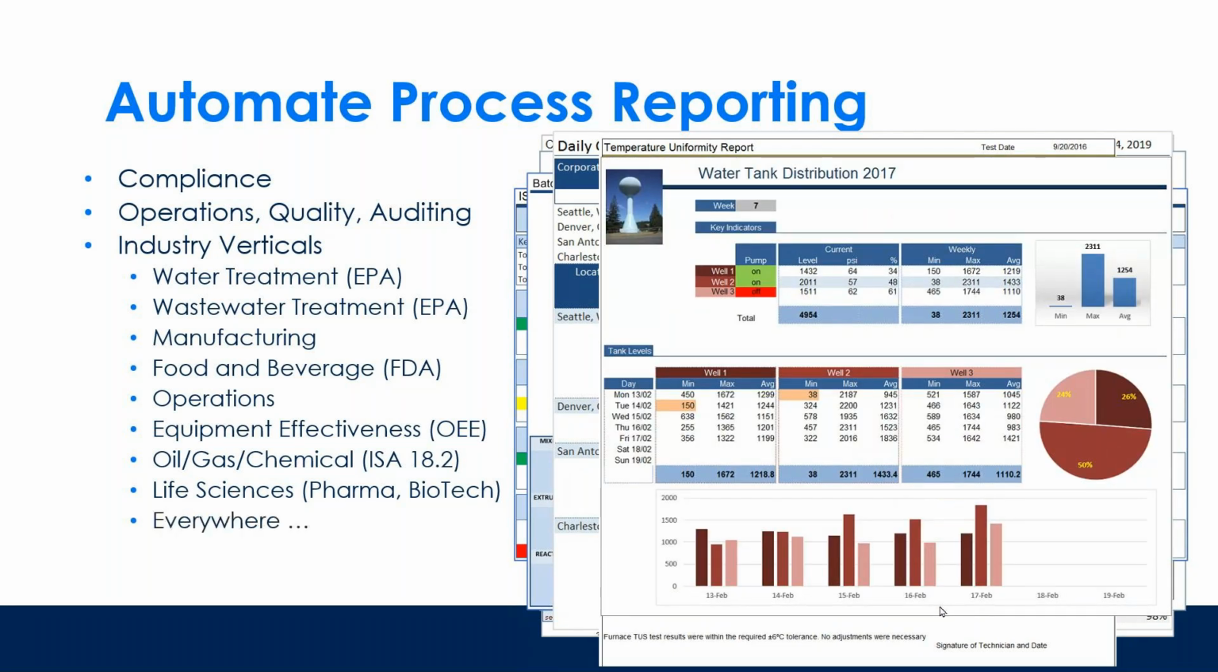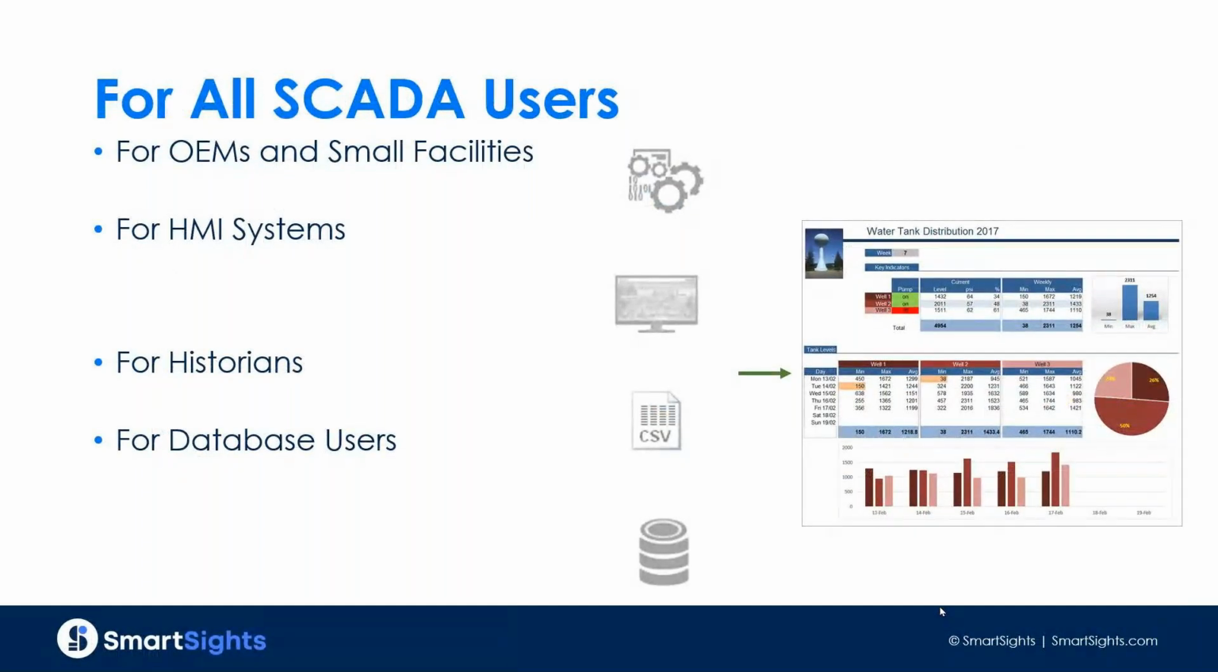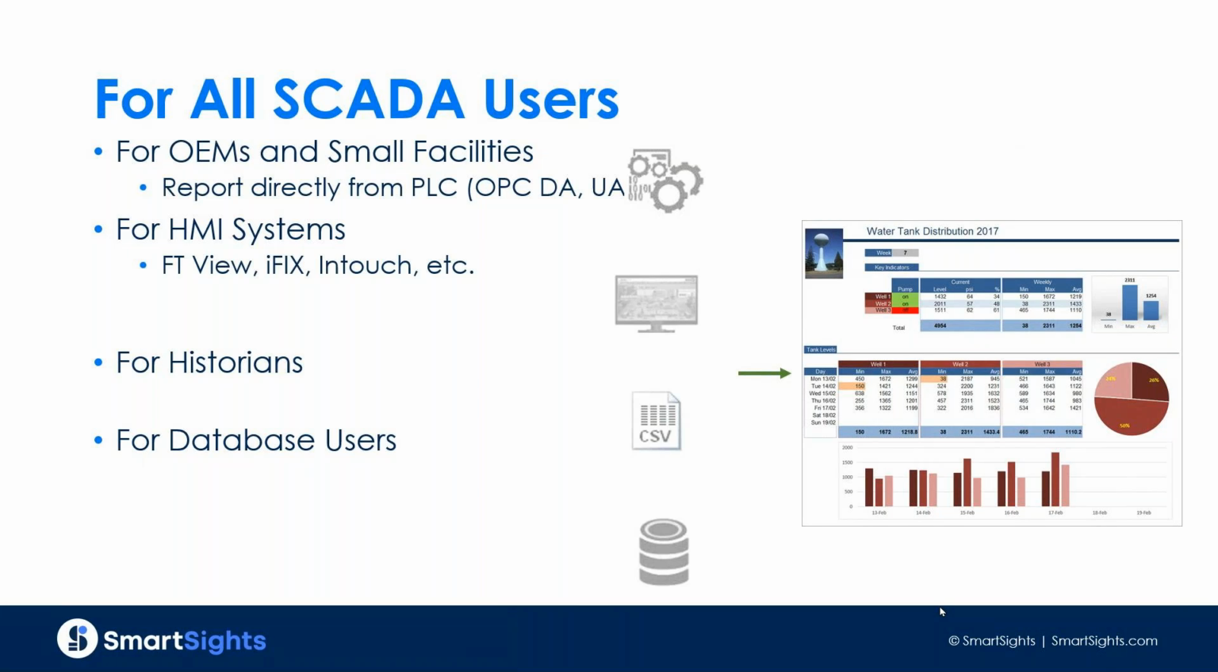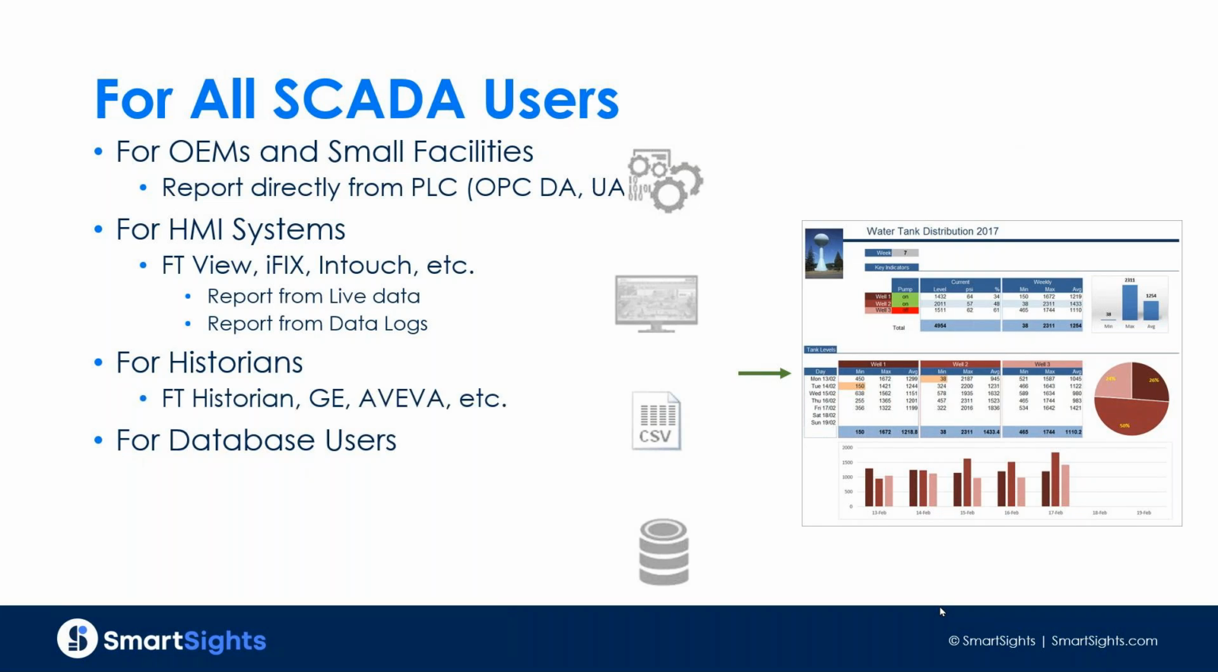All right. Now, this product covers the full gamut of potential applications. For small OEMs and facilities, we can talk directly to the PLC, pull the data out using OPC. If you've got an HMI system, like FTView, iFix, for example, we can report the live data directly from that system. Or we can take the data from the data logs and produce the same type of reporting as well. If you're fortunate enough to have access to a historian, FT Historian, GE, Aveva, we can pull that data from them also.